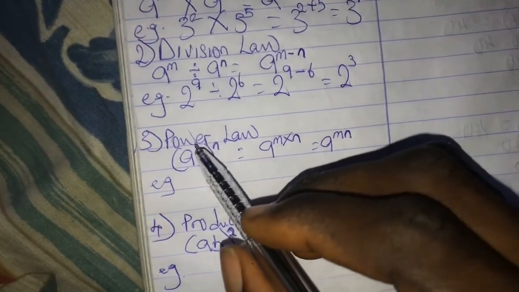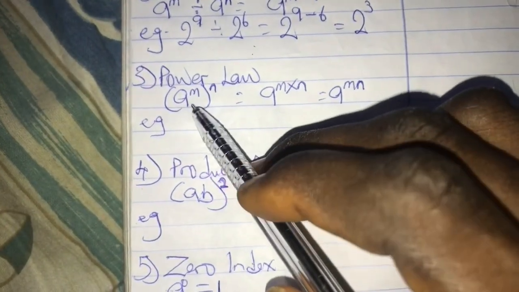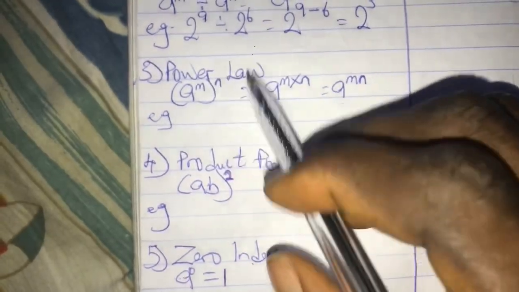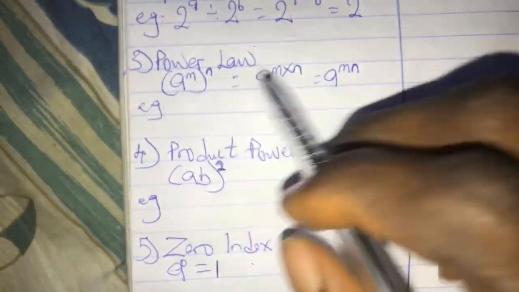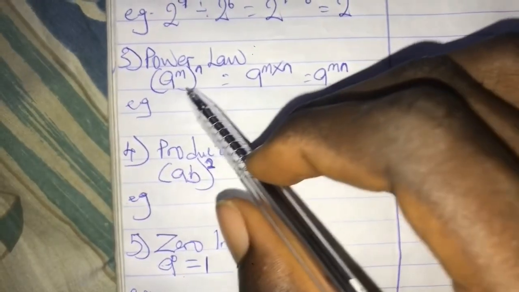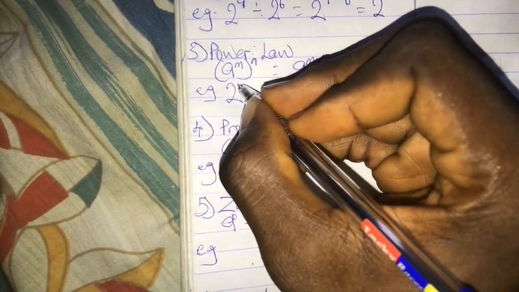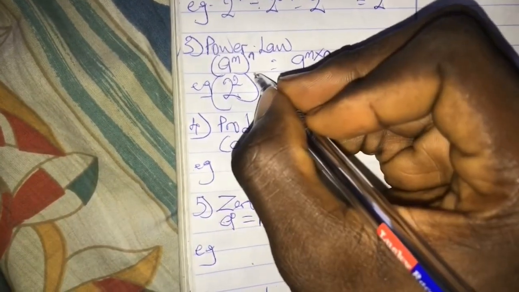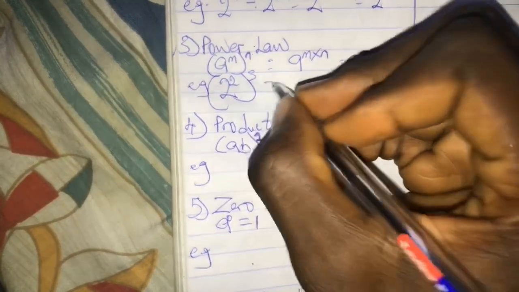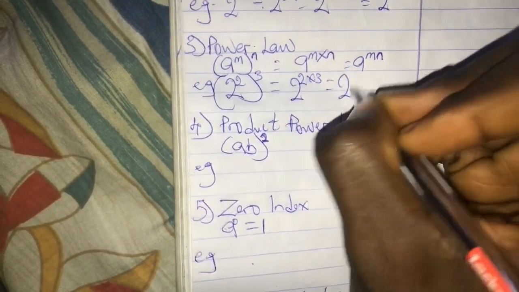Alright, the next one is the power law. If you are given a variable that is raised to a power and it is all in brackets and given under another power, what you do is pick the base and multiply both powers. This is what I'm talking about. If you are given 2 to the power of 2 in brackets, all together to the power of 3, then it will be 2 to the power of 2 times 3, which is 2 to the power of 6.